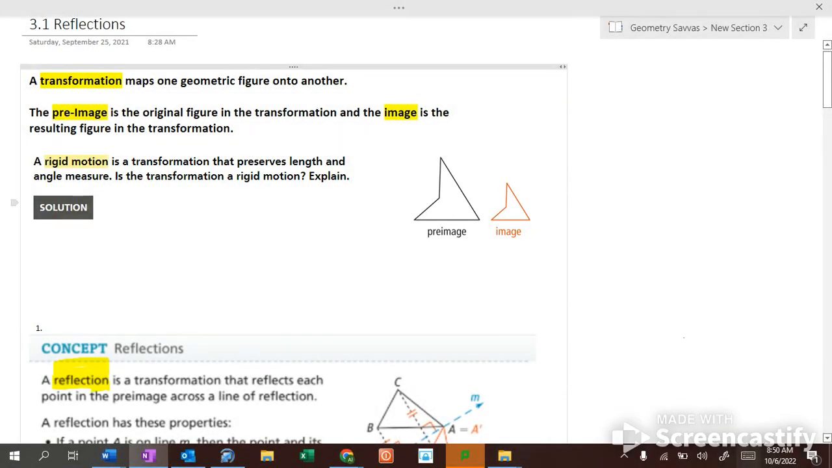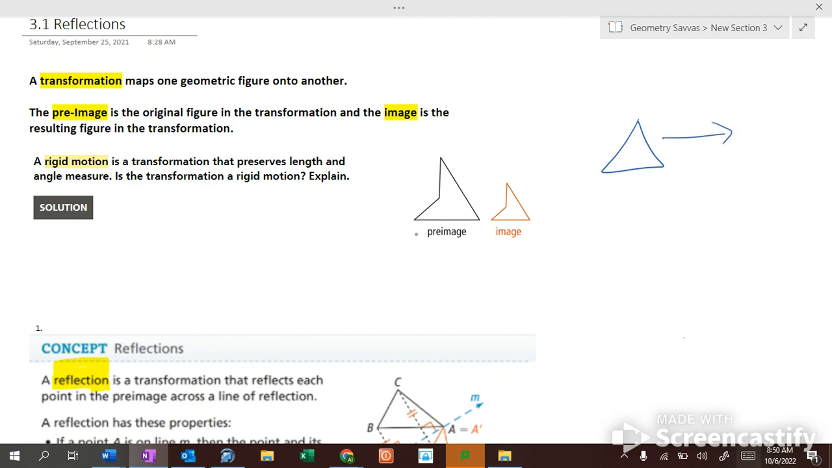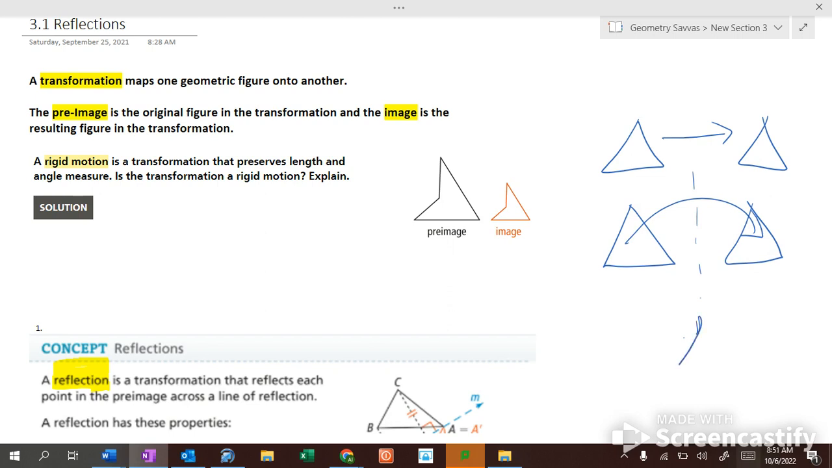So, a slide is a translation. We're moving one thing from one place to another. A slide, we're moving it. A flip, we're flipping it across a line. And a turn, we're turning it to be a different direction type of thing. A slide, flip, and turn.